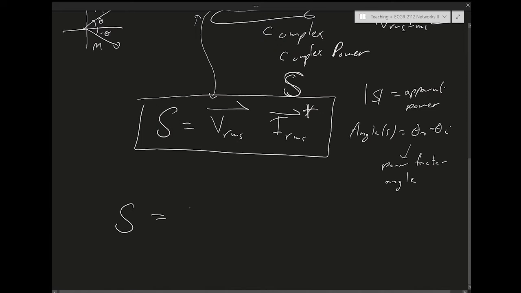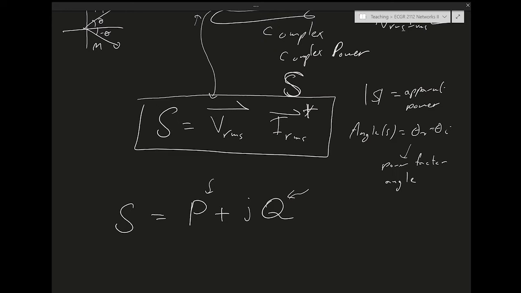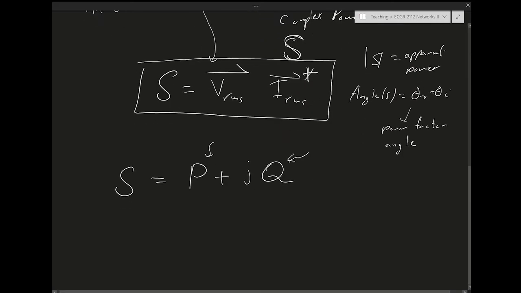We can rewrite it as follows: P plus jQ. Right? We know what P is. It's the real power. This is new now. This imaginary part of the complex power, we haven't talked about that yet, but we will introduce it now. But what's P? P is, in this case, just evaluate this, right?